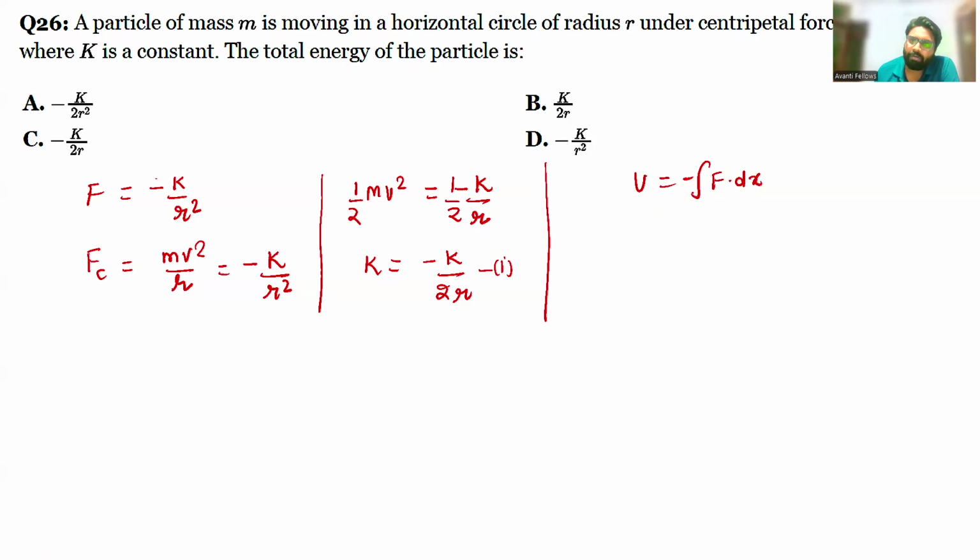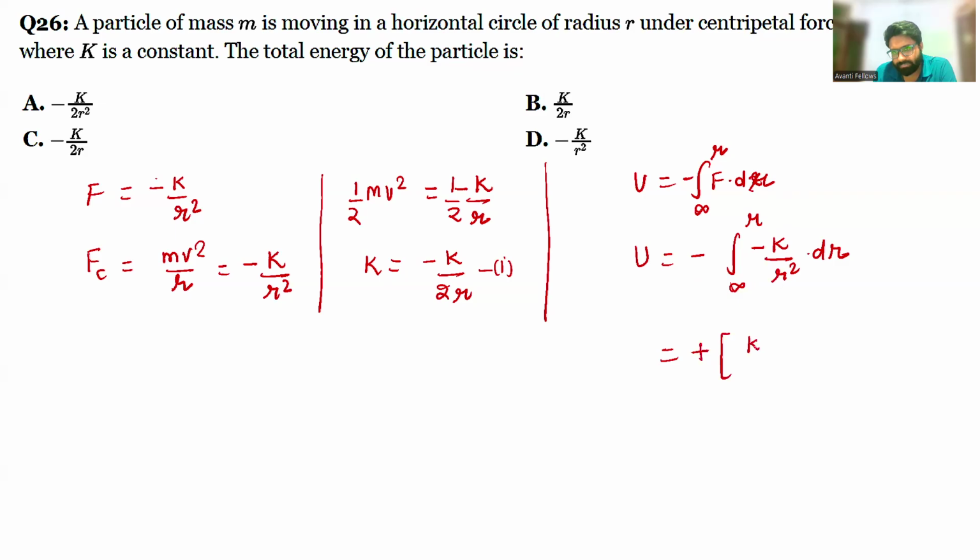Now there is no reference given to us here, so we'll take a reference of infinity to small r. So it will become minus integral from infinity to small r of F dot dx. F expression we know, minus k upon r square into dr. So we'll take dr as this. If you just integrate it, minus and minus will become plus because it's already minus here.